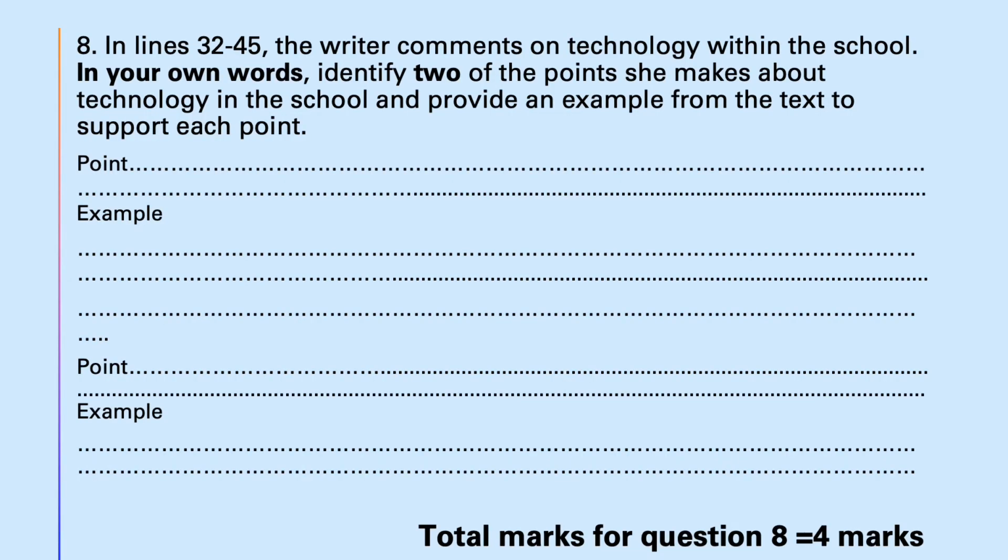Question number 8, in lines 32 to 45, the writer comments on technology within the school. In your own words, identify 2 of the points she makes about technology in the school and provide an example from the text to support each point. So this time you have to find out 2 points from the given area with some evidences. So you are getting one mark for each point and 1 mark for each evidence.